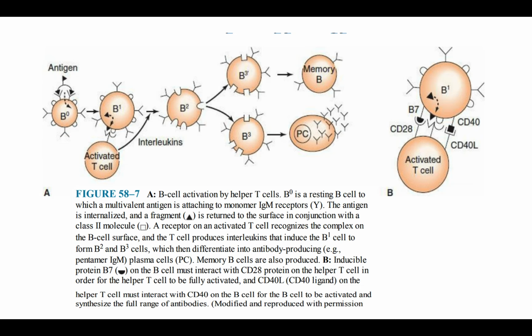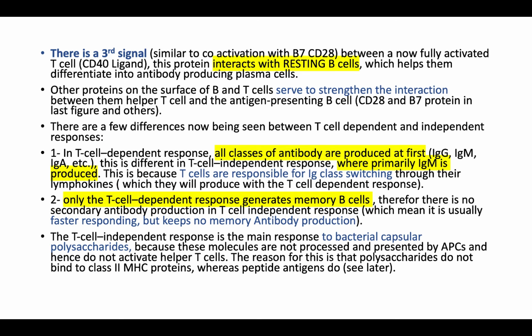So, okay, there's the third signal that we talked about. This is similar to the co-activation with B7 and CD28, with the fully activated T cell, that is the CD40 ligand. This protein interacts with the resting B cell, which helps them differentiate into plasma cells. So, other proteins on the surface.